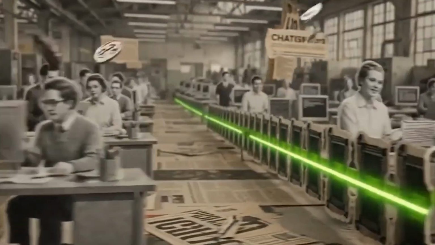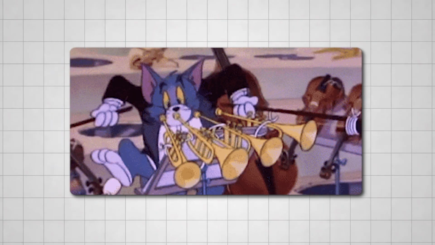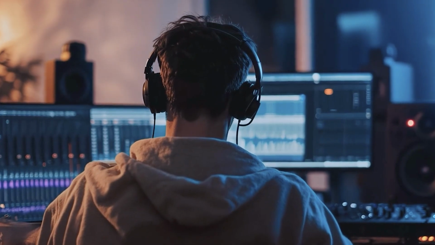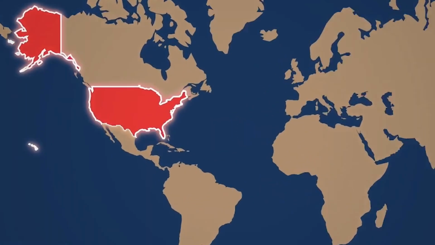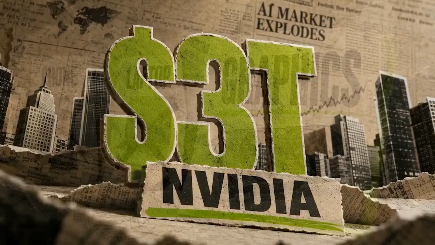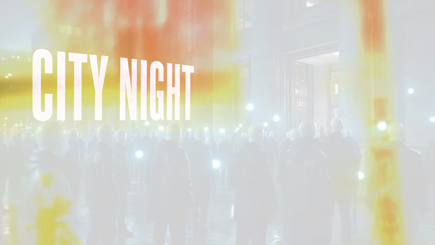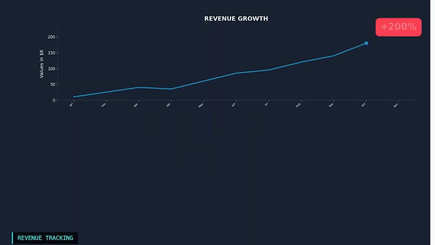Vox-style paper collage explainers are getting popular right now, and you can easily create them without switching between multiple tools or dealing with a complicated setup. This is Cliptude, an all-in-one YouTube automation tool that supports multiple video formats, including paper collage explainers, stickman animations, and 3D faceless videos, so you can choose the style that best fits your channel.